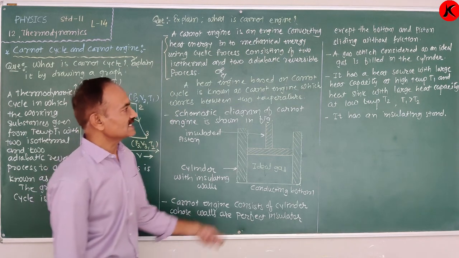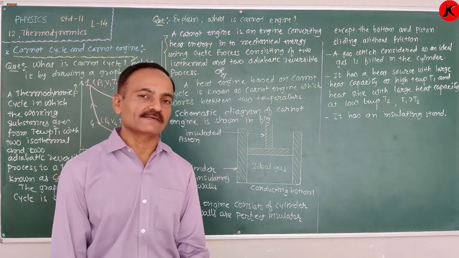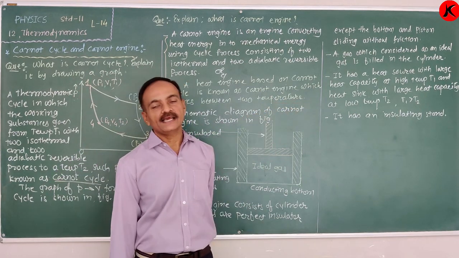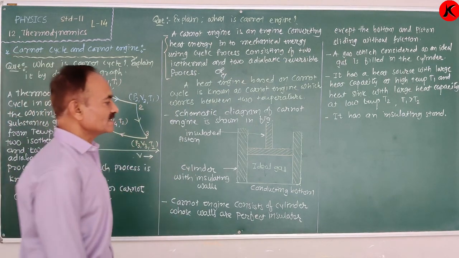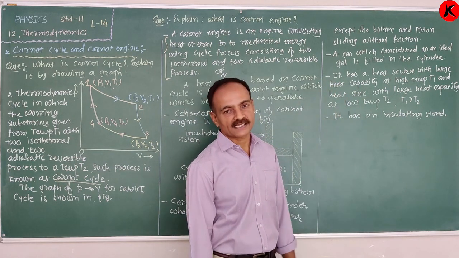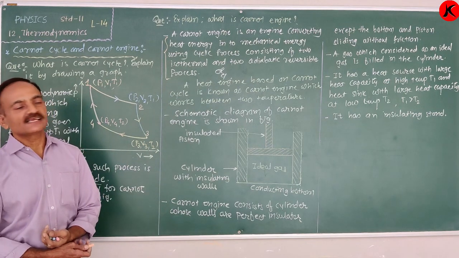Now, it has the heat source with large heat capacity and high temperature T1. And it also has the heat sink with large heat capacity at low temperature T2. Here T1, the temperature of the heat source, is much greater than the temperature of the heat sink. And it also has the insulating stand.